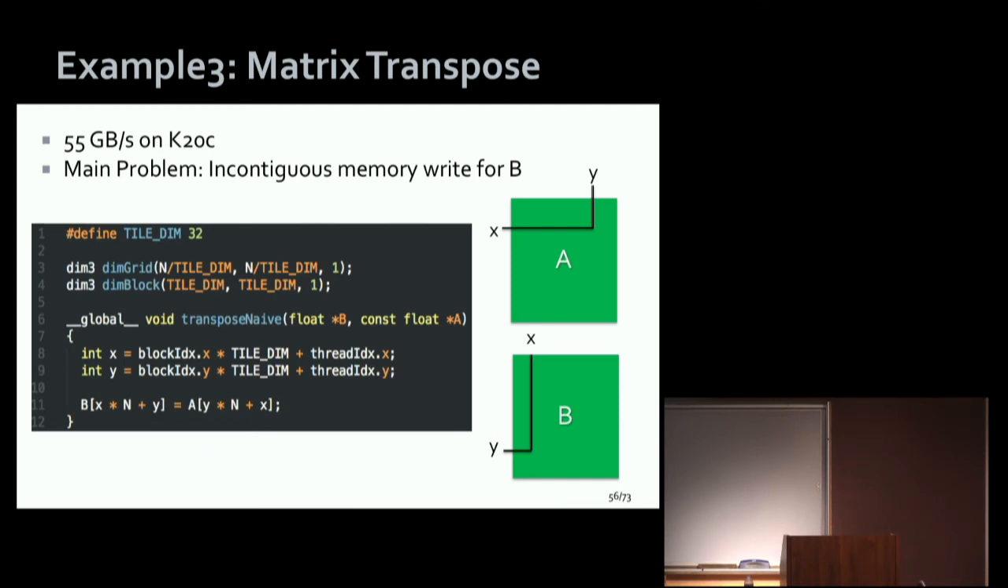And this is how I defined the grid. I said every block, let it be 32 by 32, 1,000 threads. So there are 1,000 threads that will read this part of A, and they will write in this part of B.